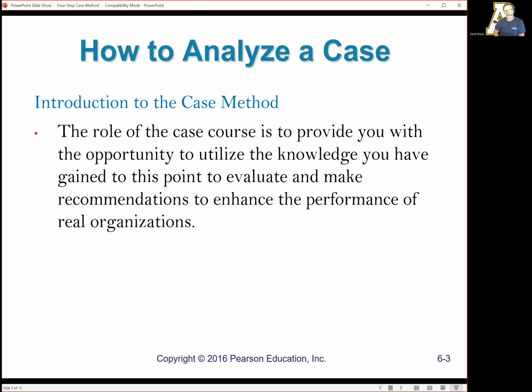The role of the case is to provide you with the opportunity to utilize the knowledge you have gained at this point to evaluate, make recommendations, and hopefully enhance the performance of real organizations. You're going to take these cases as if you are a consulting group, you are individual rainmakers, and you're going to make recommendations to this corporation about where you see the major issues are and where they can go in the future.